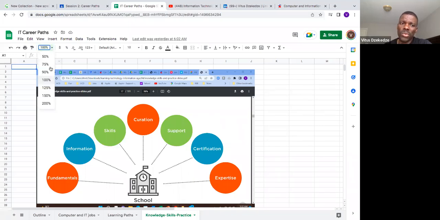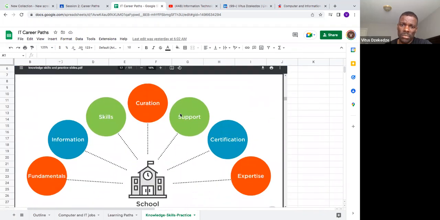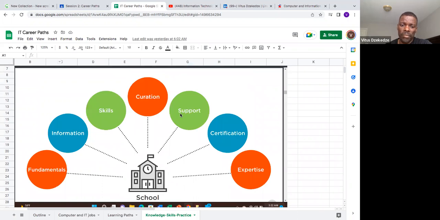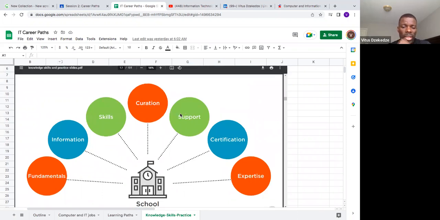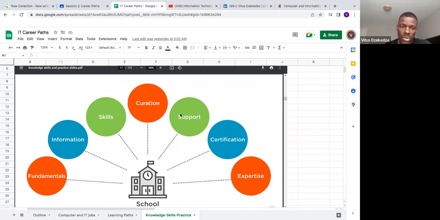That is how things used to work in the past, right? Before the internet age, before the age of information. But now we don't need to go to school to get all of that information, fundamentals, skills, curation, support, certification, and expertise. Now you can do that on your own. Is everybody in accordance with me? Do you think I'm saying the truth here or no? Yes, it's true. That's true. Yeah, because you can use YouTube, you can use online courses and so on to gather all your fundamentals.